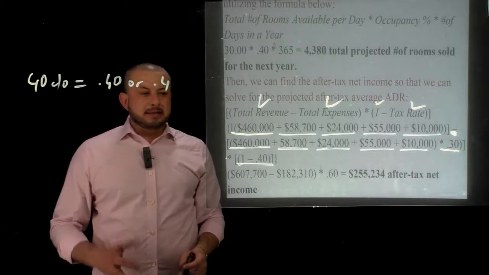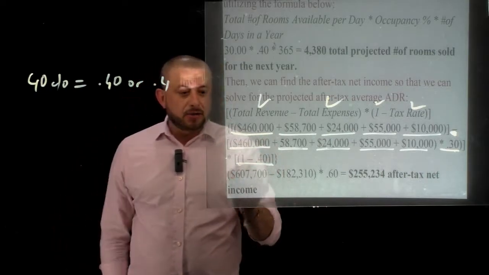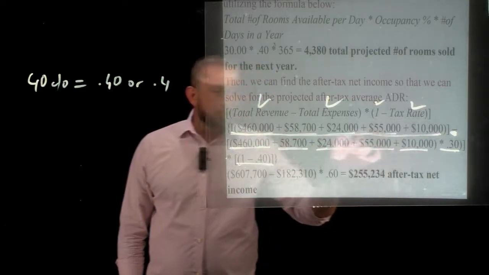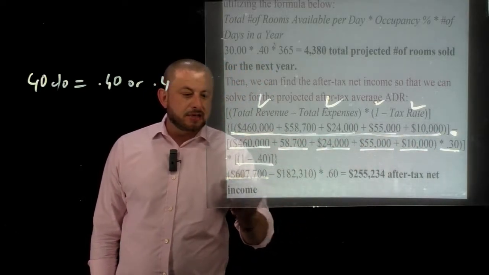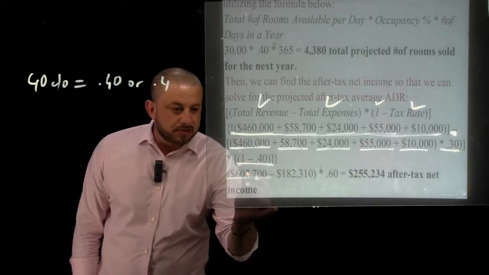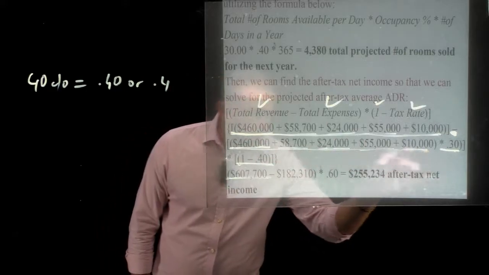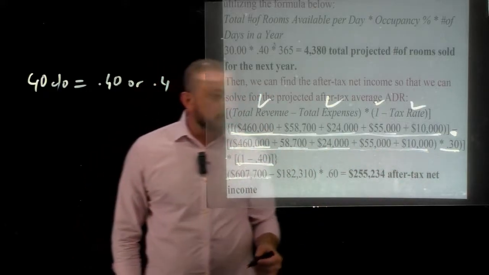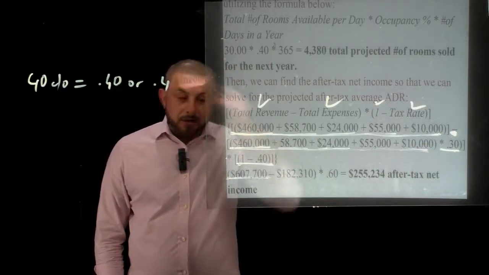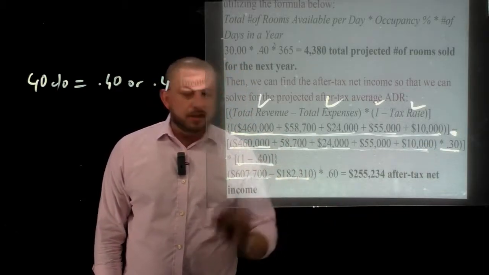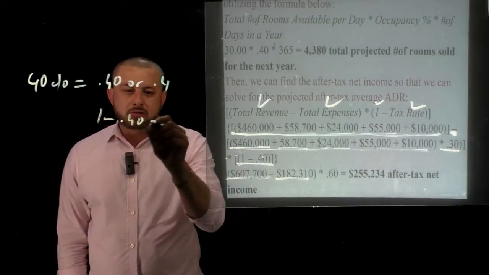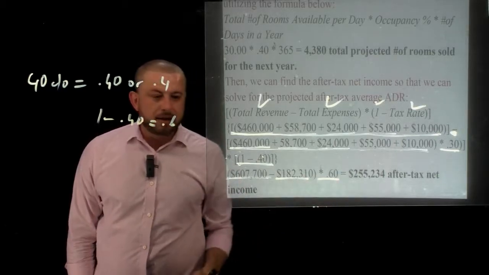And I can simplify the equation. When I add all the total individual revenues from all departments, it is 607,700, okay? And 30% of 607,700, same revenue levels for individual departments, multiplied by 0.3. The 30% of room revenue is equal to 182,310. 1 minus 0.4 is equal to 0.6, right here, okay?